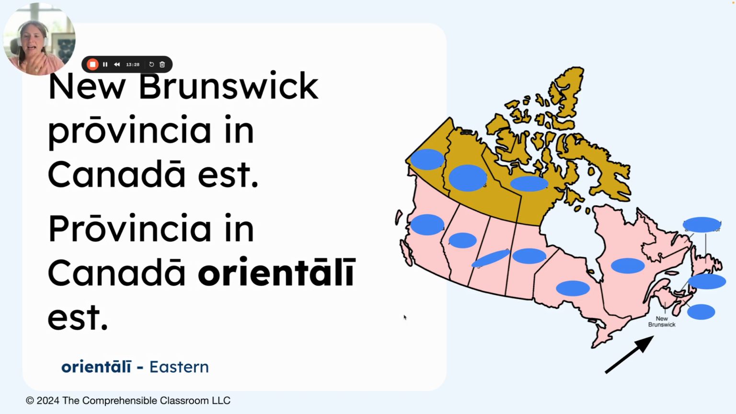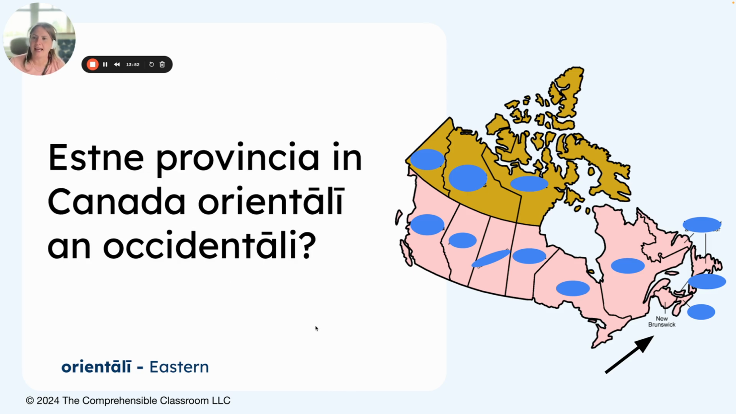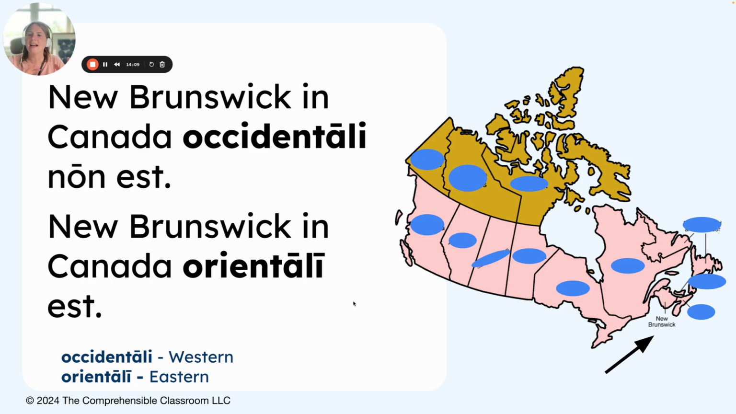New Brunswick provincia in Canada est. Provincia in Canada orientali est. Orientali is the opposite of occidentali. Orientali, Eastern Canada. Esne provincia in Canada orientali an occidentali? Orientali an occidentali. New Brunswick in Canada occidentali non est. New Brunswick in Canada orientali est.